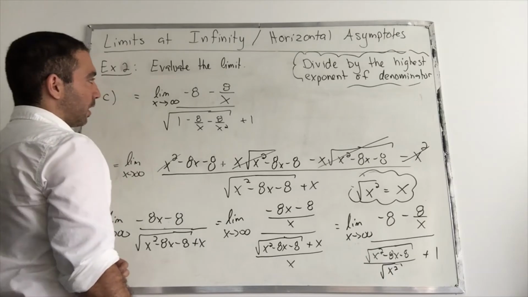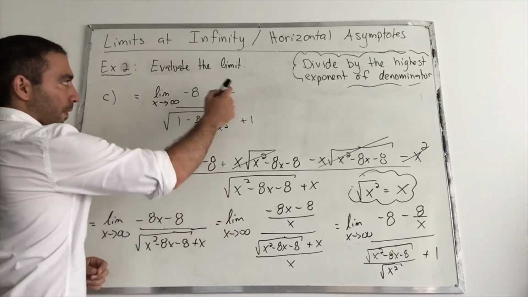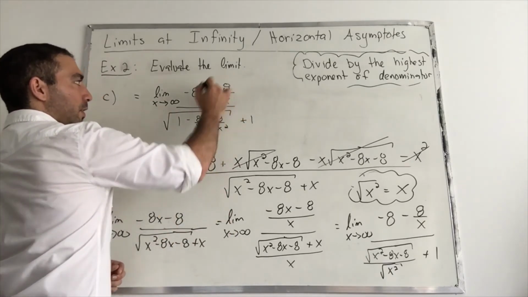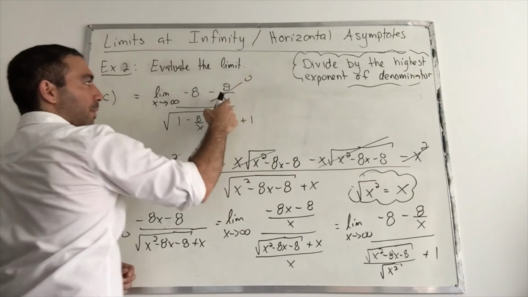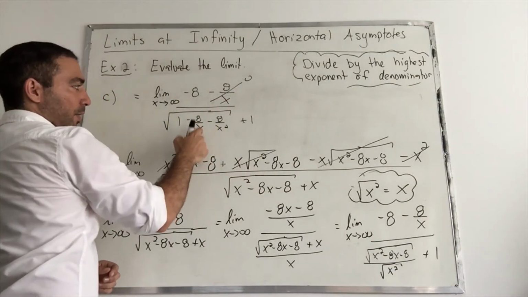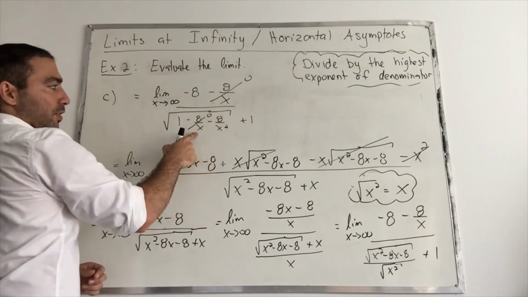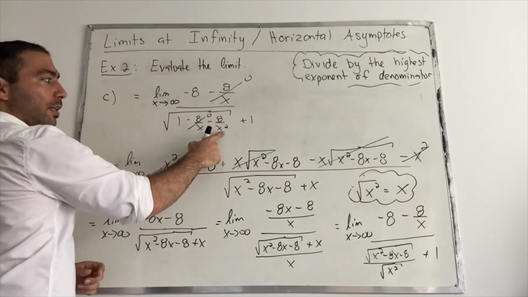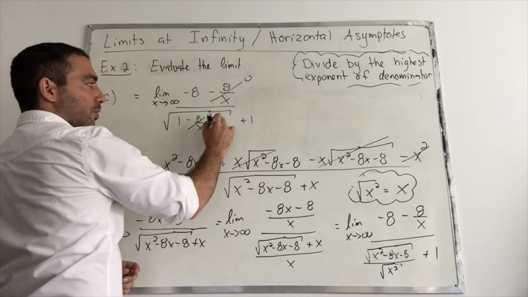So what we see here is that when we take the limit, this thing here, 8 over x goes to 0 because we're dividing by x, which is going to infinity. So that's 0. Over here, 8 over x goes to 0. We're taking the limit of this term as well. That goes to 0. And we're taking the limit of this term here, which goes to 0 as well.